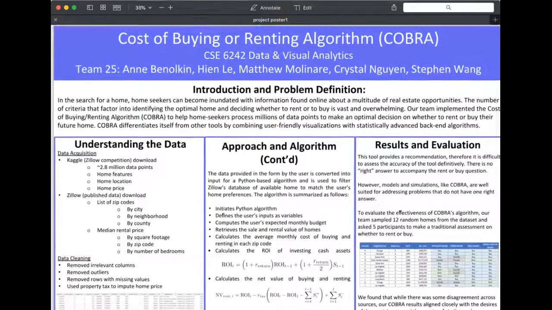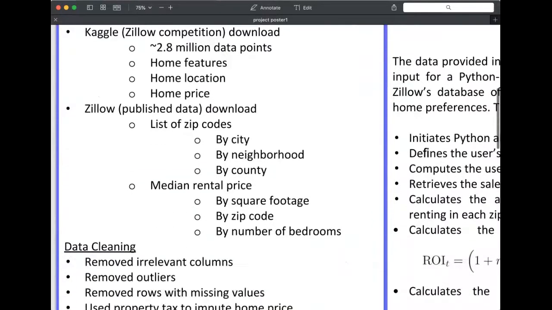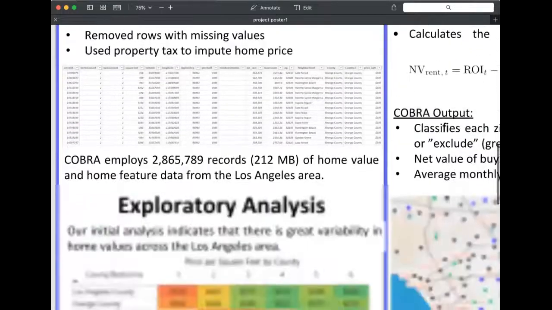We obtained our data set from Zillow and from Kaggle. Our combined data sets contained approximately 2.8 million data points, each one representing a home and that home's characteristics.